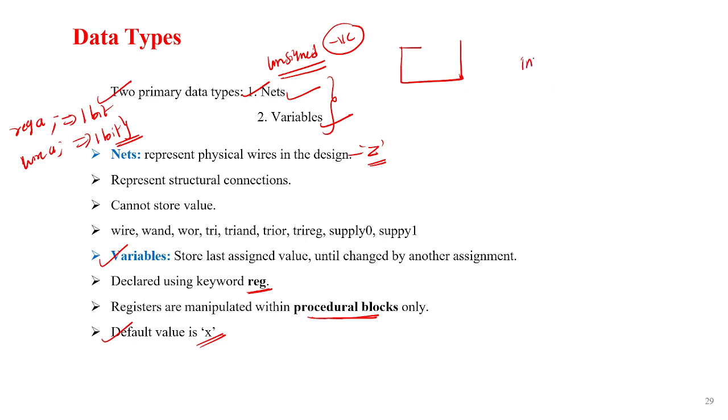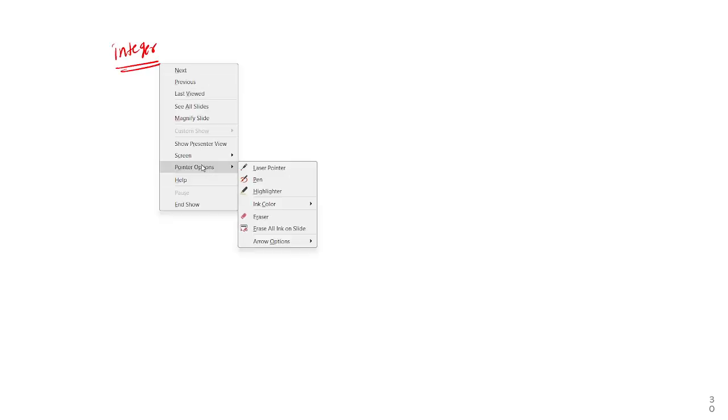What is the integer data type? Integer i, if I consider, is used in order to store negative numbers. If you want to store some negative numbers, we use the integer data type. We call this a signed data type.